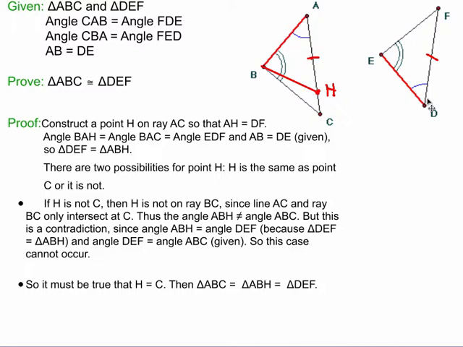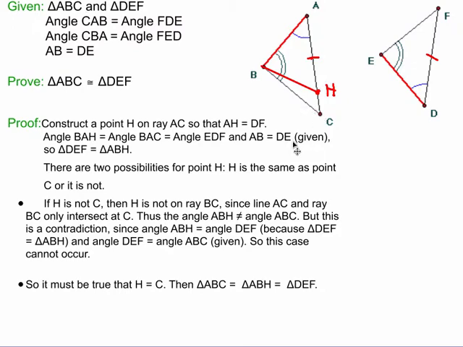Okay, well, that's interesting. Now that we have that, we're left with two possible options. Either H is the same point as C, or it's not. And if H and C are the same point, then I'm good. I've proven that ABC and DEF are congruent. But if H is not the same point, then I've proven that they're not congruent. So let's look at that one first. Let's say H and C are not the same point.